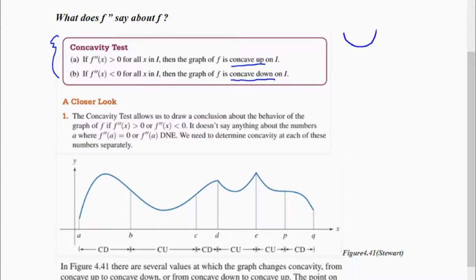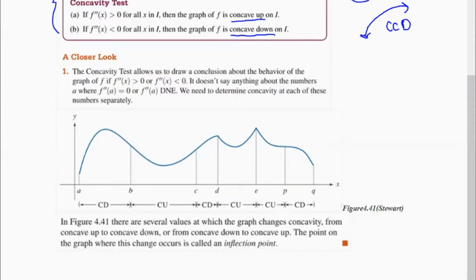Concave up would be this type of graph. Concave down would be this. So sometimes they like to say holding water in a concave up type of graph. So this is concave up, this is concave down. One thing that's important to note is concavity test only tells us about the behavior of the graph. It doesn't give us any particulars about the critical values for the second derivative.